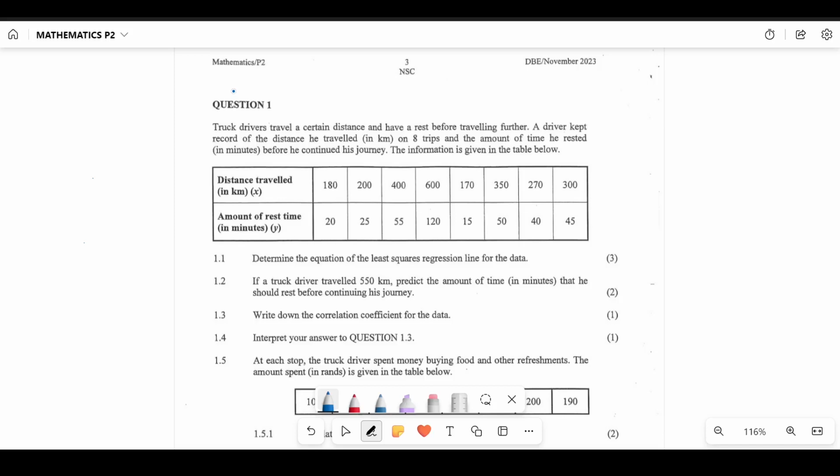A driver kept a record of the distance he traveled in kilometers on 8 trips and the amount of time he rested in minutes before he continued his journey. The information is given in the table below. As you can see, there are two rows for x and y. 1.1, determine the equation of the least squares regression line for the data.